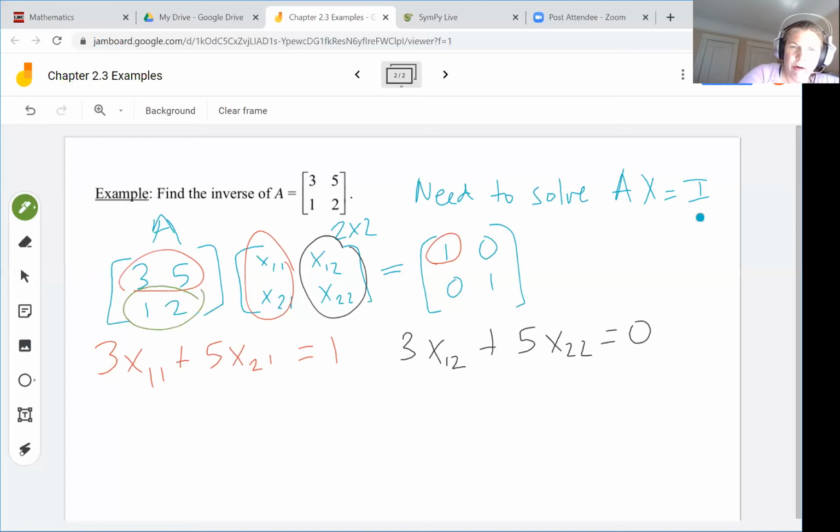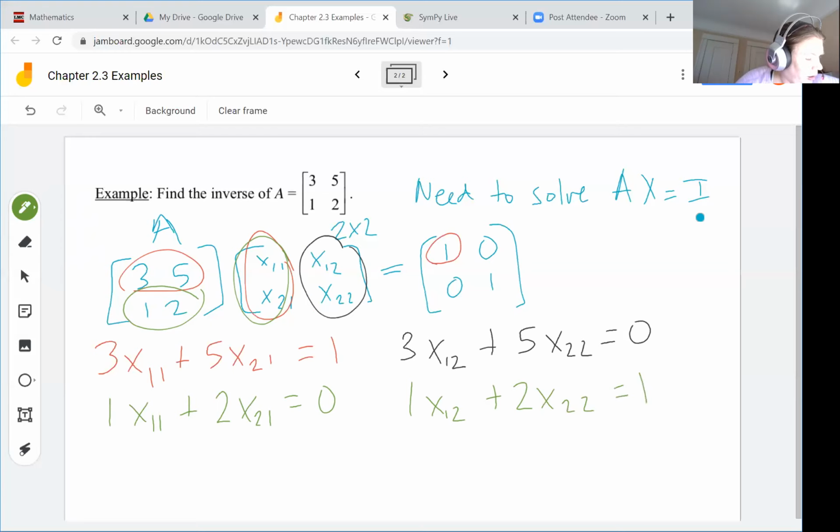And then if I take the second row by the first column, I get 1 x11 plus 2 x21 equals 0. And then multiplying by the last column with the bottom row, I get 1 x12 plus 2 x22 equals 1. All right, so we are going to put these into an augmented matrix here.